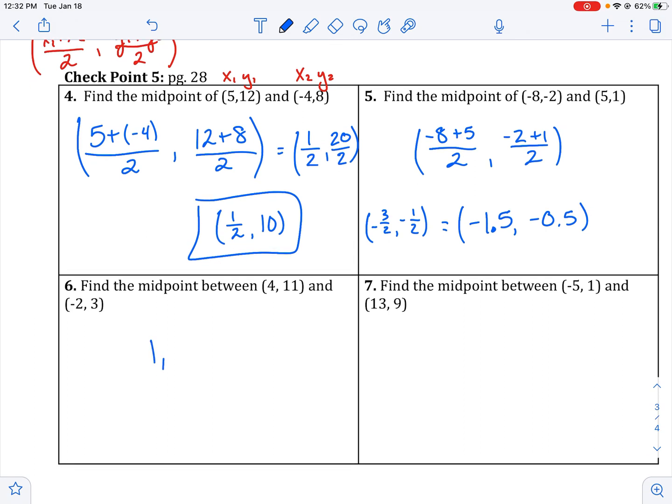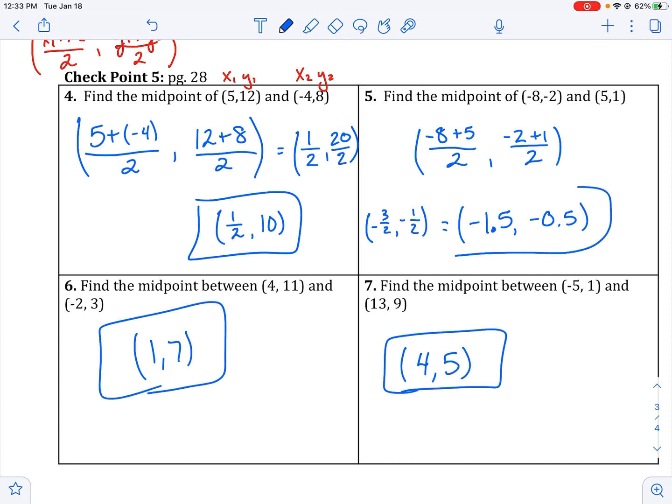On this next one, we should have 1 comma 7, and then on 7 we should have 4 comma 5. So those would be our midpoints, the points right in the middle of that segment. Let me know what questions you have, and I will see you soon.